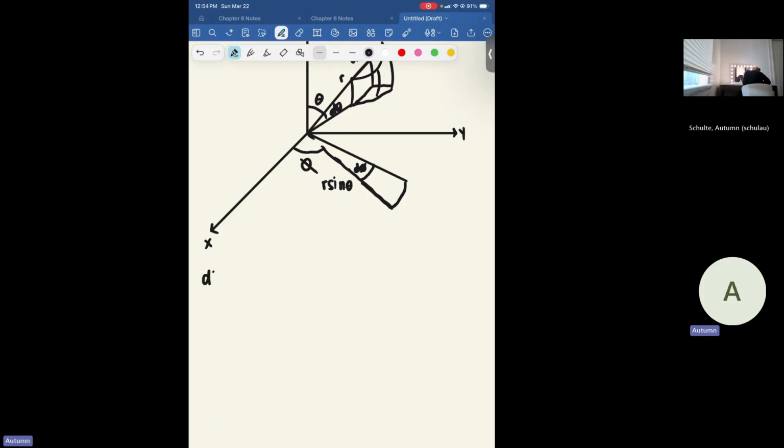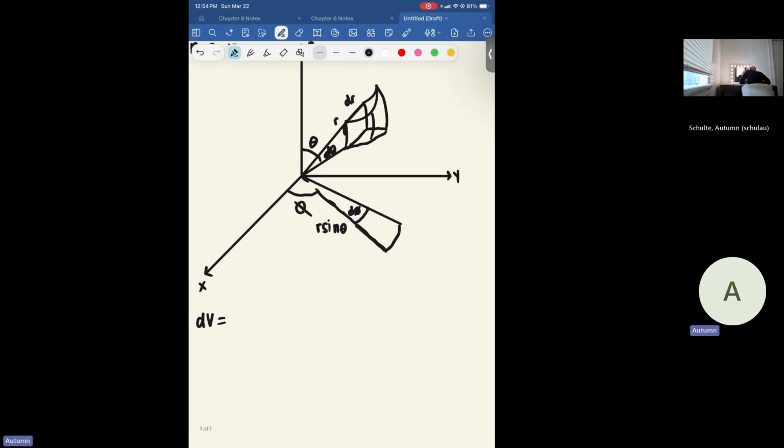So we're going to start off by figuring out what our differential volume is. Our differential volume is going to be this arc length, which is r d theta, multiplied by this arc length, r sine theta d phi, multiplied by dr. We can simplify this to look like r squared sine theta dr d theta d phi.